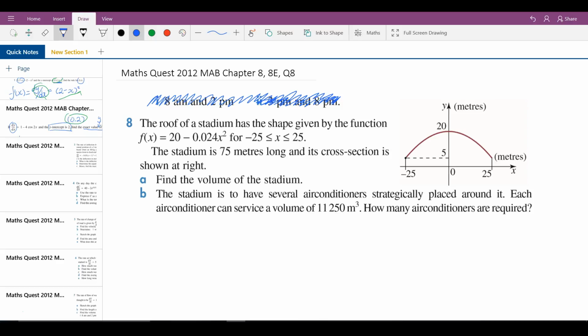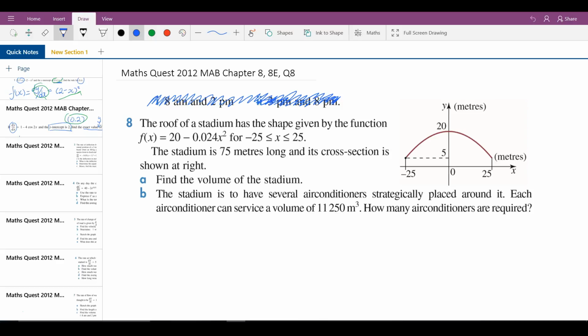Okay, question 8. The roof of a stadium has the shape given by the function f of x is equal to 20 minus 0.024 x squared for the x domain -25 to 25. They also say the stadium is 75 meters long and its cross-section area is shown at right. Question A, find the volume of the stadium.